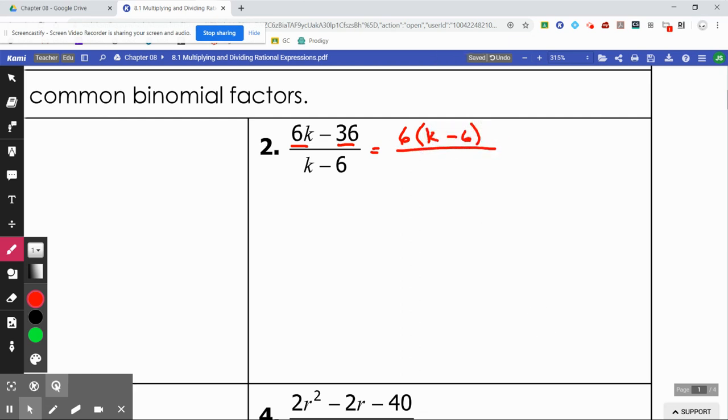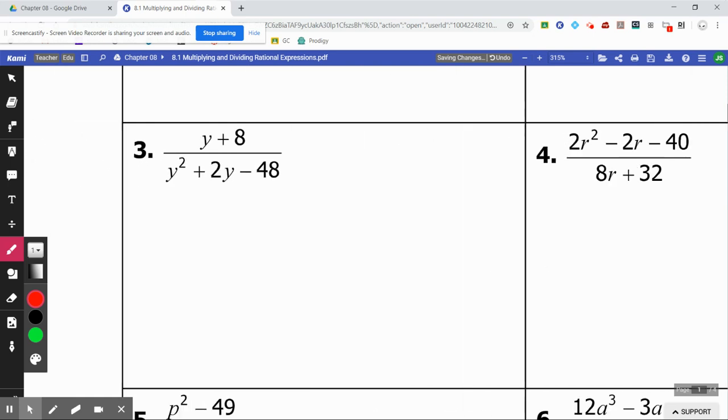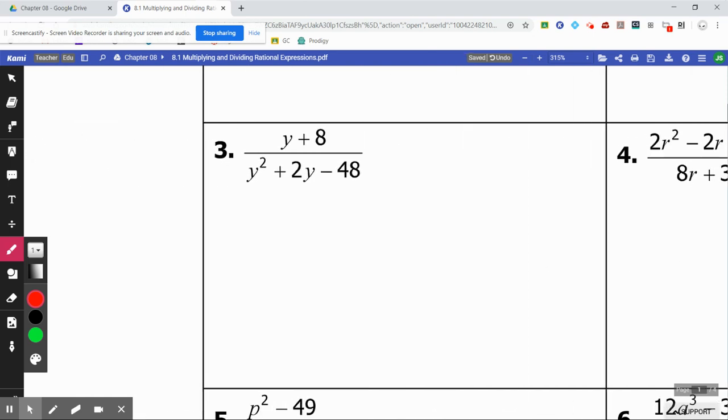There's the top factored. The bottom is not factorable, but yet again, I'm going to put those in parentheses just to remind myself I can't cancel part without canceling all. K minus 6, the whole thing cancels the whole k minus 6 and leaves you with just a 6 on top.